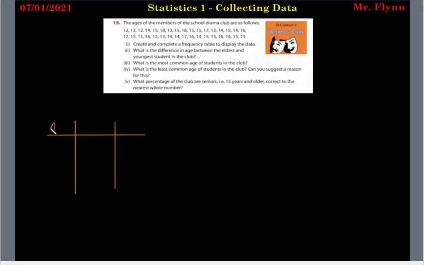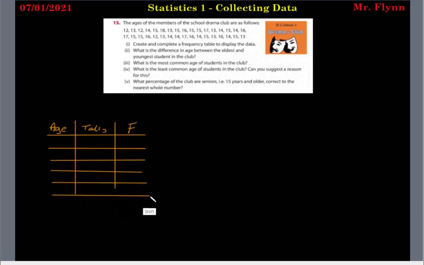So age is going to go in here. Our tally as we go. And our frequency. So F for frequency. So we're going to have 12-year-olds there. 13 in here. 14-year-olds. 15. 16. 17s. And 18s.